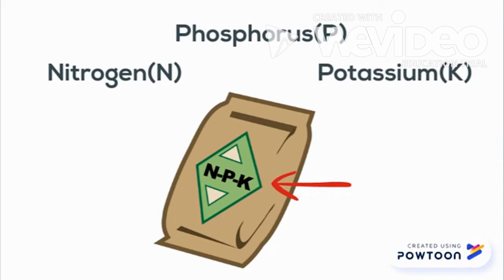The first number is designated for the amount of nitrogen, the second number is for the amount of phosphorus, and the third number is for the amount of potassium. Fertilizers don't go by NPK by itself, although nitrogen, phosphorus, and potassium are the most needed elements in soil. Fertilizers also contain smaller amounts of micronutrients like calcium, magnesium, sulfur, and iron.